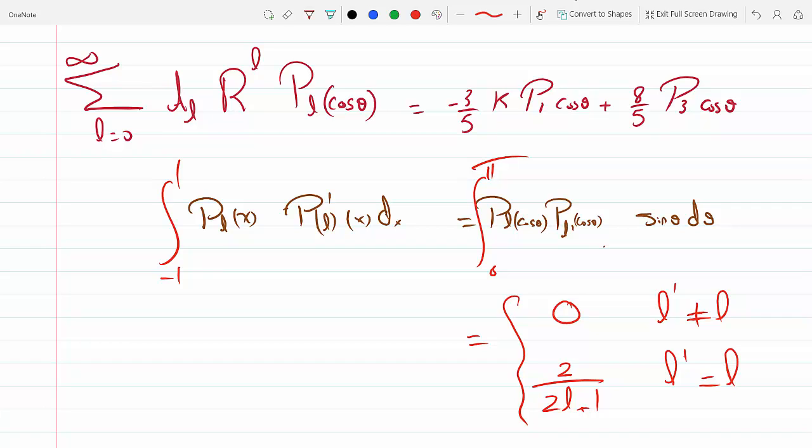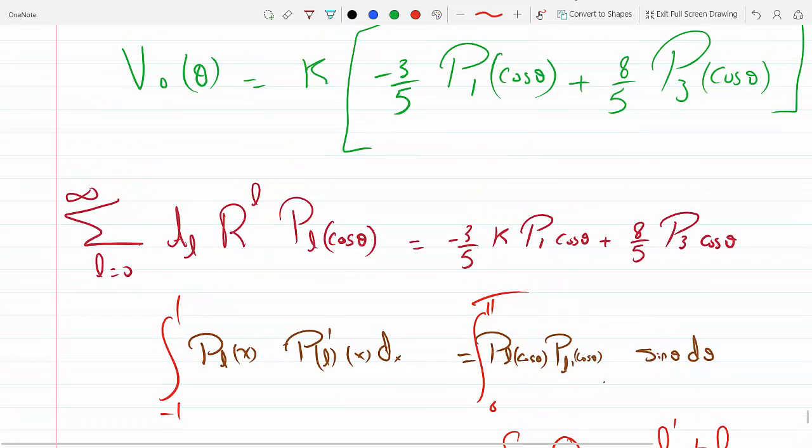Okay. So basically we multiply by P_L' cosine, sine, and we integrate both sides. It only has an actual value when the L's equal each other. Right, exactly. So now, you know how to implement this on our equation? You want to try? I think so.